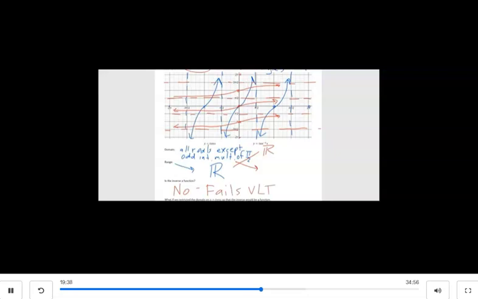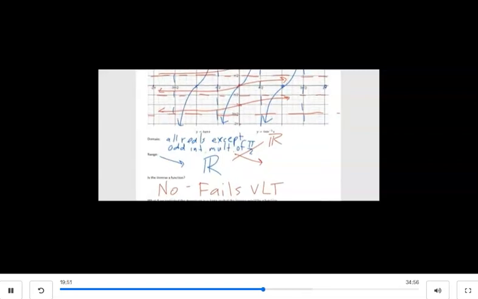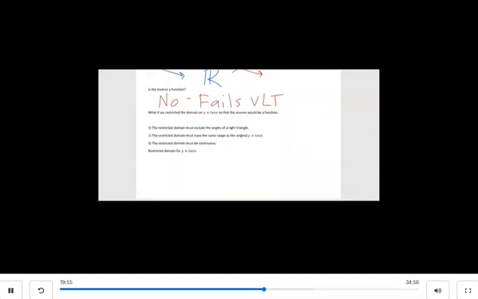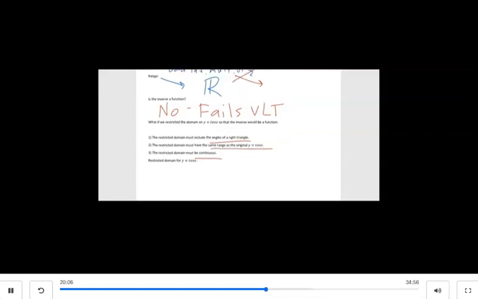So in order to fix that, we need to chop off a lot of the tangent function. In other words, that restrict the domain idea. And then, if we go through the same set of rules as before: it must contain the angles of a right triangle, it must be continuous, and it must have the same range as the original tangent function. Once we've got all those, then we'll know what we should have it restricted to.